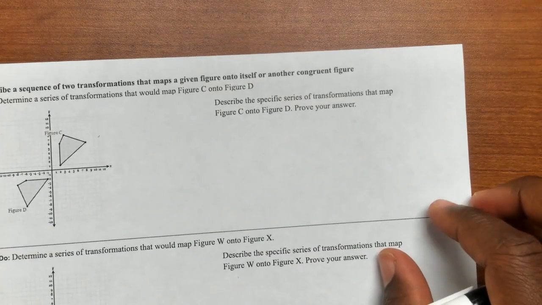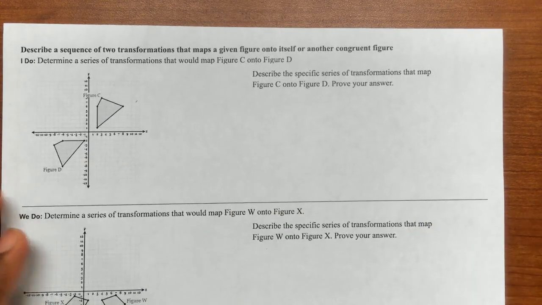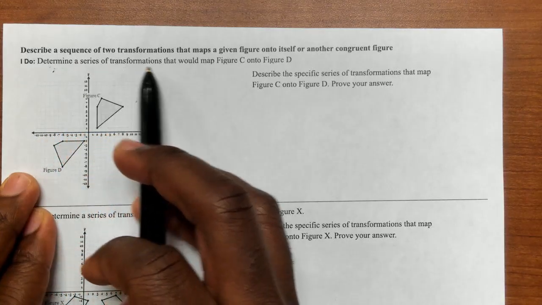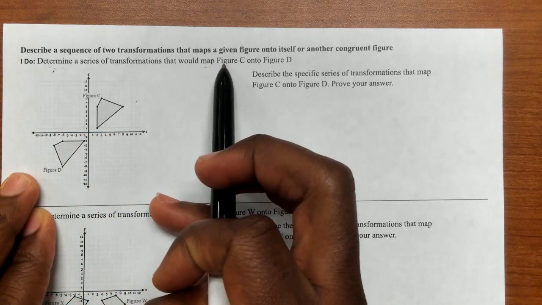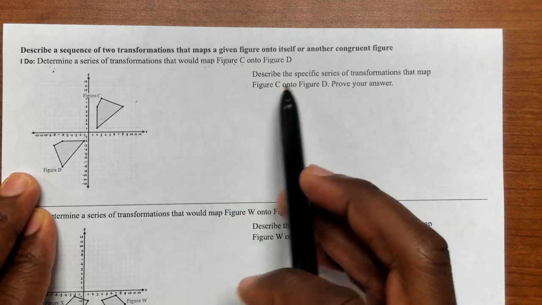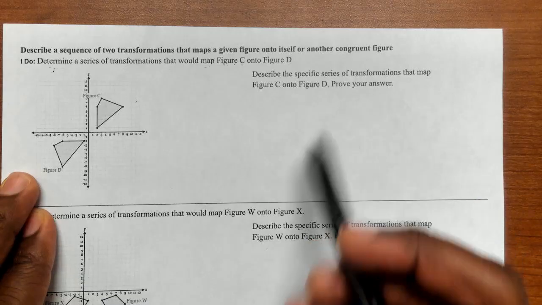So let's dive into the actual lesson. The lesson wants us to describe the sequence of two transformations that map the given figure onto itself or another congruent figure, where congruent means same. It says determine a series of transformations that will map figure C onto figure D, describe the series of transformations, and then prove your answer.